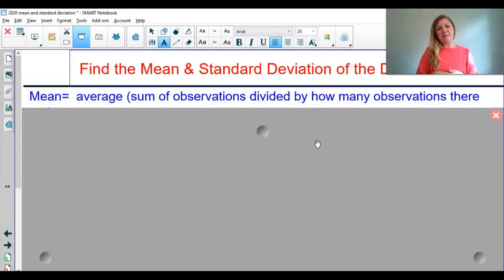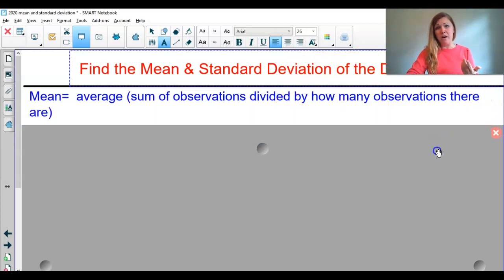The mean, what is the mean? The mean is just an average, okay? And how do I find an average? I'm going to take the sum of the observations. So what is the observation? That's the number in that data set, okay? So if it was your grades or people's grades in a room or people's heights, people's shoe size, things like that, I'm going to take the sum. What does sum mean again? That means I'm going to add everything up, and then I'm going to divide by how many observations there are.